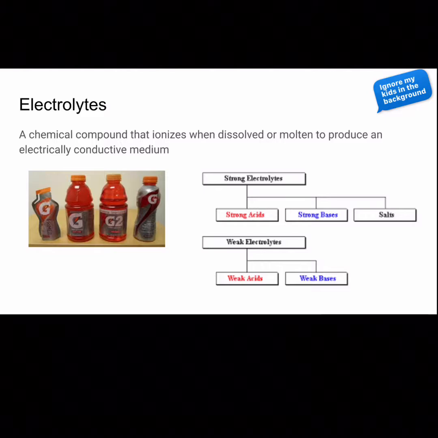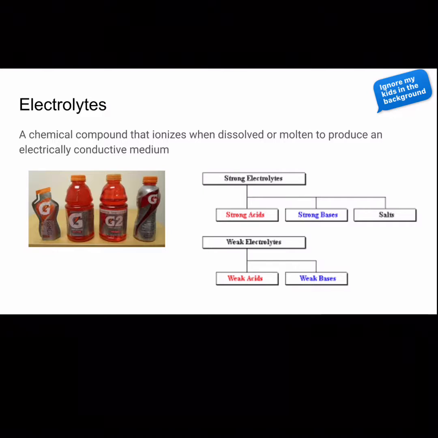Okay, electrolytes. Most of you guys know what an electrolyte is. It's a chemical compound that ionizes when dissolved or molten to produce an electrically conductive medium. A lot of people think of energy drinks, Gatorade, Powerade, things like that replace electrolytes in your body. Strong electrolytes can either be strong acids, strong bases, or salts. Salts would be like sodium chloride. And you can also have weak electrolytes, which is just going to be weak acids and weak bases.